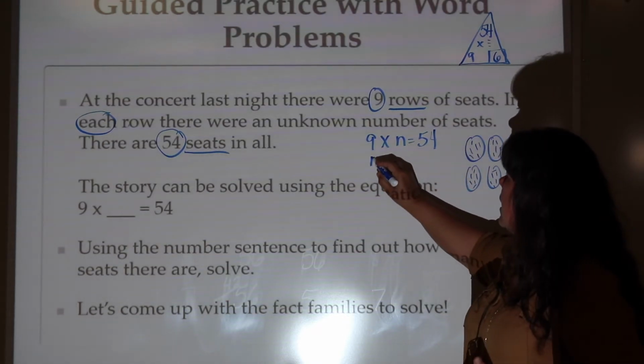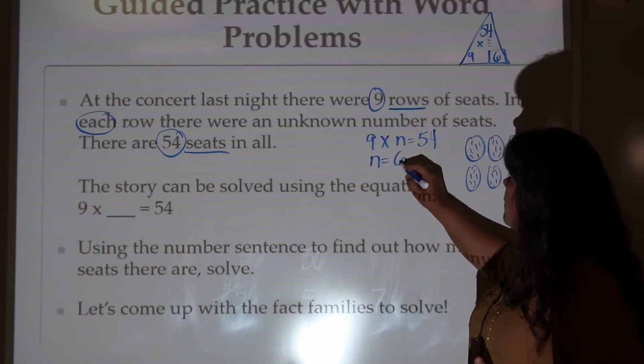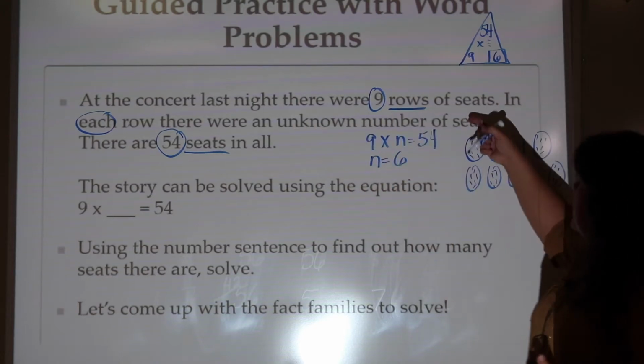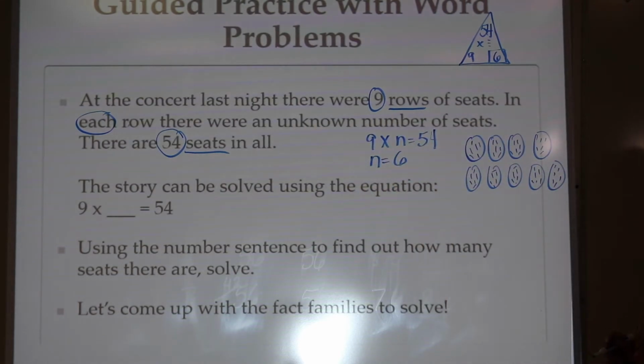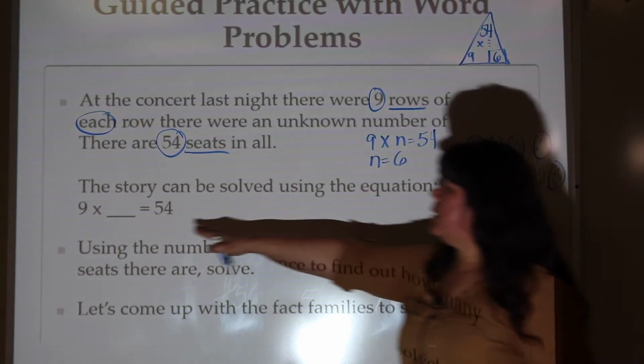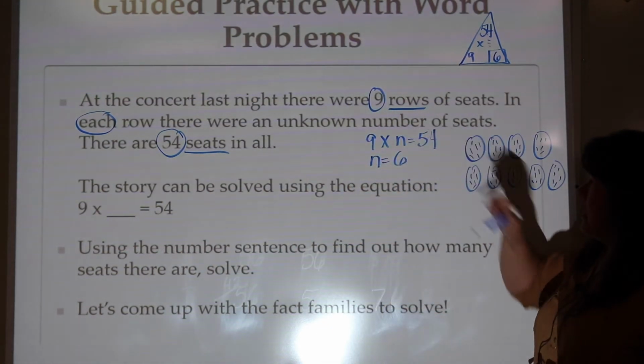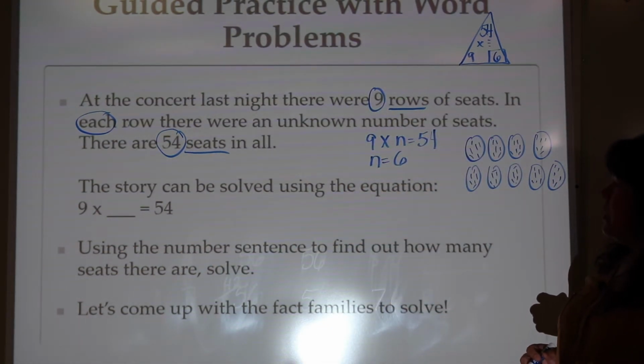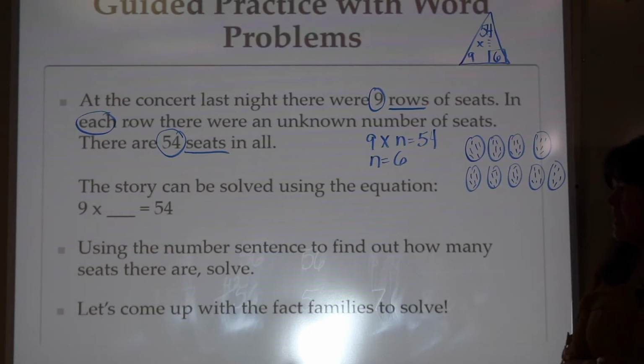So now I can say that n, the unknown number of seats, is going to be 6 seats in each row. So I've solved that one. The story can be solved using this equation, which they use. They put a blank there. I put an n so you can get used to the word variable. Using the number sentence to find out how many seats there are.